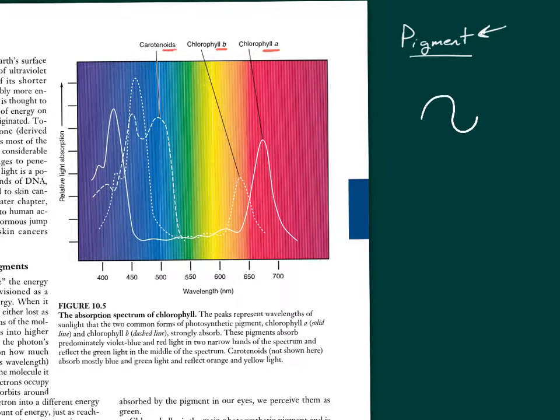A wave is measured from either crest to crest, so from here to the next crest, right? From here to here is a wavelength. This is how we represent wavelength, with this lambda symbol. The different wavelengths you call different colors. That's what your eye sees.